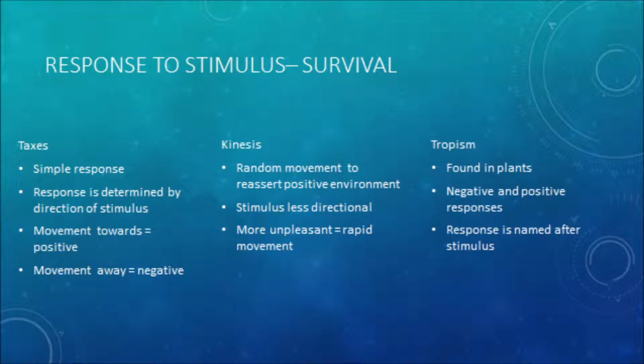Tropism is found in plants, and like with taxes, there are positive and negative responses to and away from the stimulus. Each response is named after the stimulus. An example of this would be positive phototropism. This is the plant's response to light. Light is favourable as it aids photosynthesis, so the plant will grow towards it.